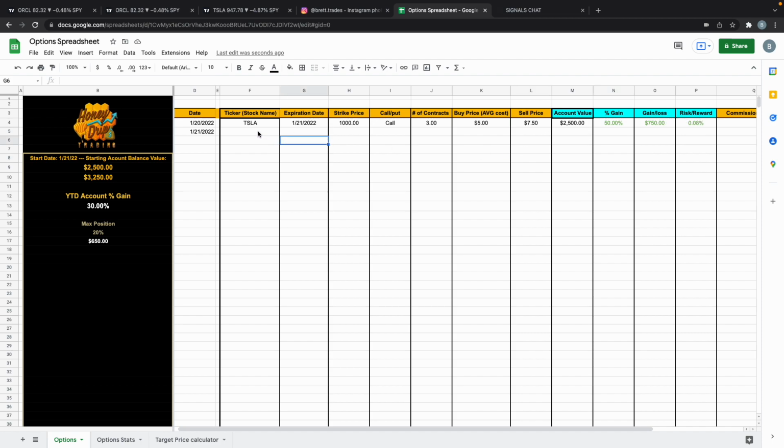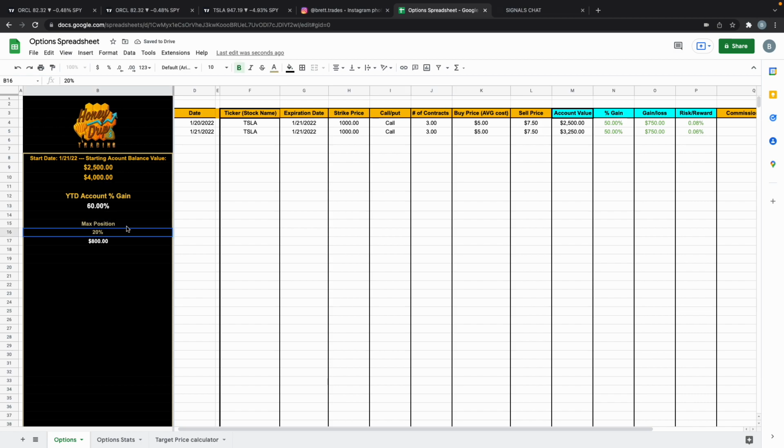So now let's say you did the same trade again on Tesla today, and one more time today again. What that's going to do is constantly adjust your year-to-date account percentage gain, and it's also going to adjust this bottom number over here, which is your max position size. All this is doing is saying your max position is 20% of your current account balance. So right now, that's $950. Before, if we didn't have this trade here, it was $800 because it was a lower amount.